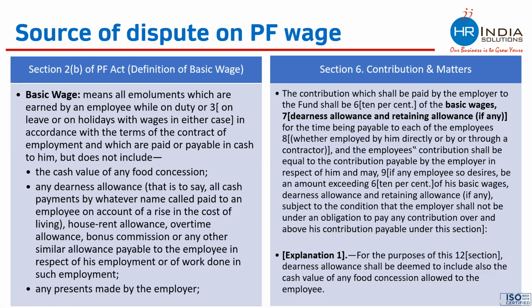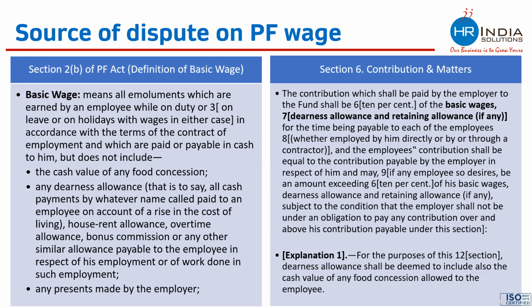EPFO noticed that, and even in 2011 they gave a notice that you cannot exclude other allowances from the PF contribution. You should consider all those allowances also. Now, on the basis of that 2011 notice, the Supreme Court gave this judgment in 2019, right?